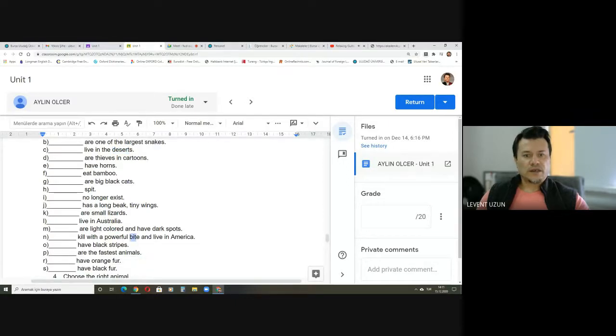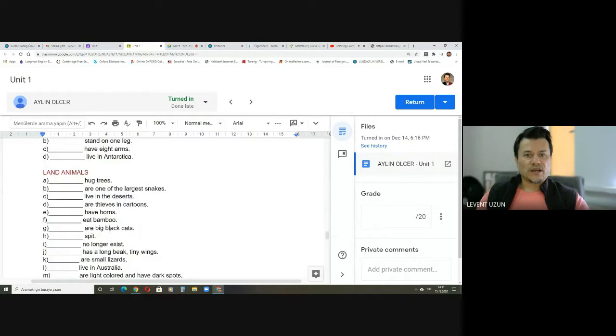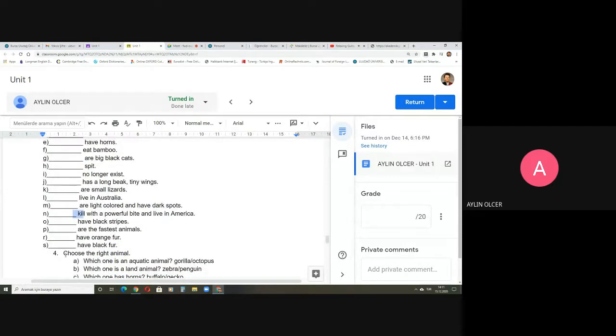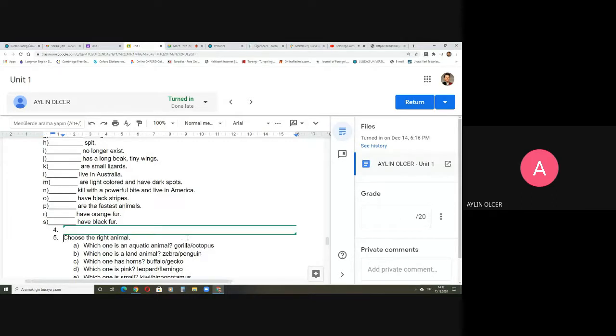Bite, powerful, kill. You see, there are lots of things that they need to know here. Yes, I tried to write the sentences as easy as possible, but I just had to identify the animals, so this is the best I could do.